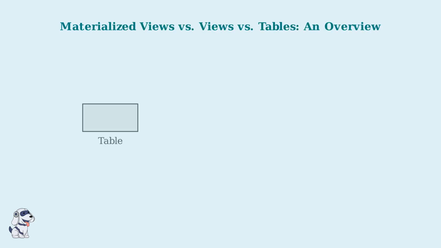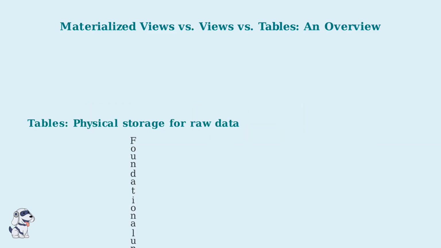Database systems rely on three key structures: tables, views, and materialized views. Each serves different purposes in managing data efficiently. Tables are the foundation of database systems. They store raw data physically on disk or in memory, providing direct access through reads, writes, and indexing. Tables excel in online transaction processing and primary data storage.